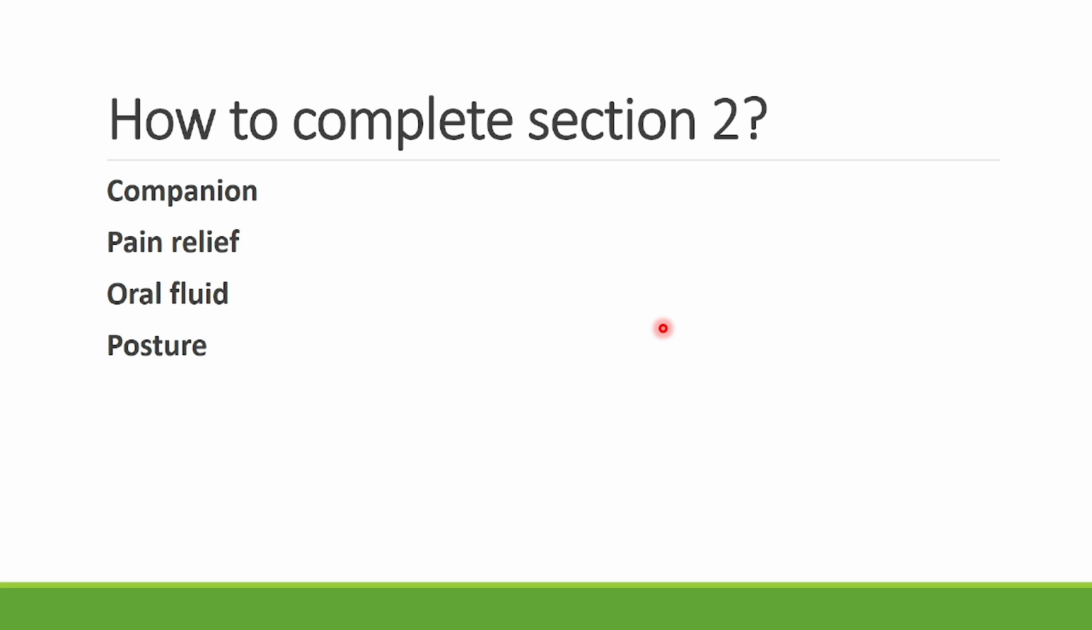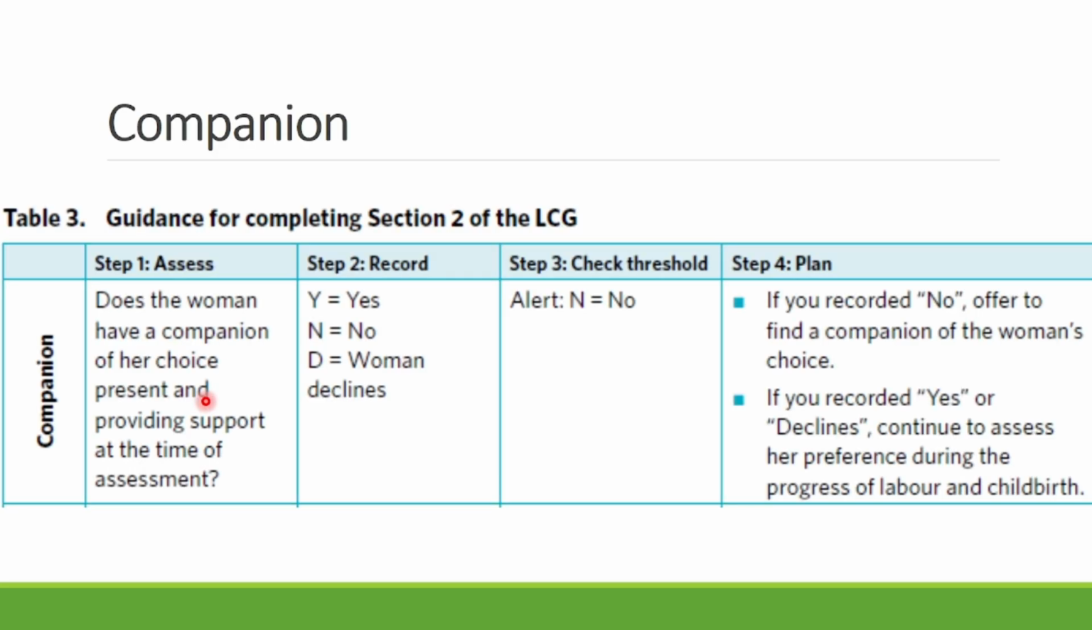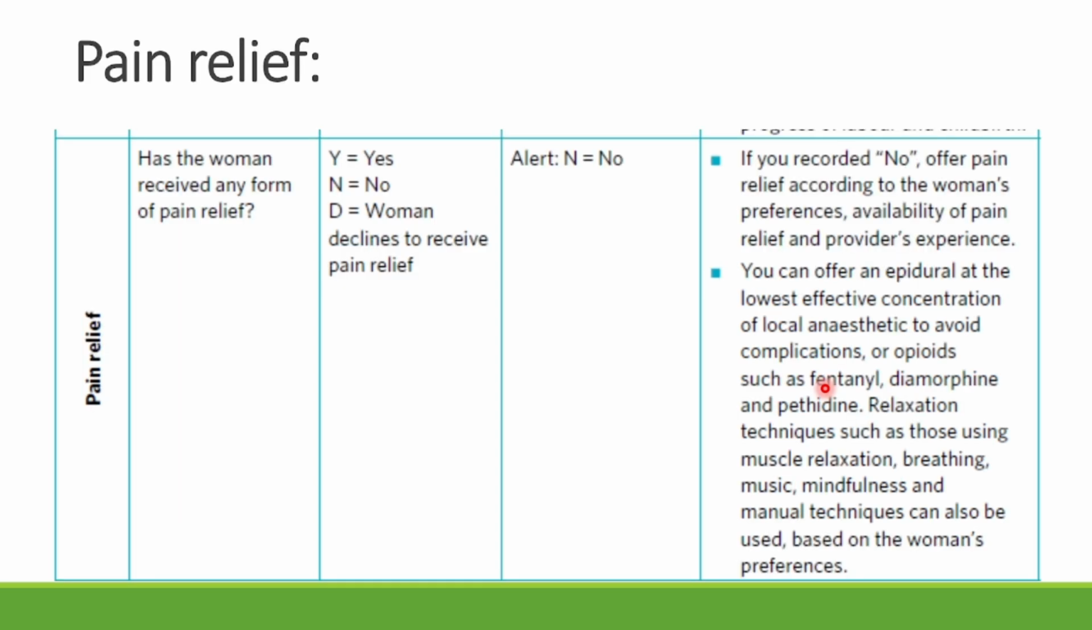Okay, how to complete section 2? Companion, pain relief, oral fluid, and posture. All these are included in the supportive care for the woman. The companionship, first assess whether the woman has a companion with her or not. If yes, record yes. If no, no. And if the woman declines, write D. The alert, if the woman has no companionship, we should advise her to have a companion, because this will prevent dystocia and will enhance her pain tolerance.